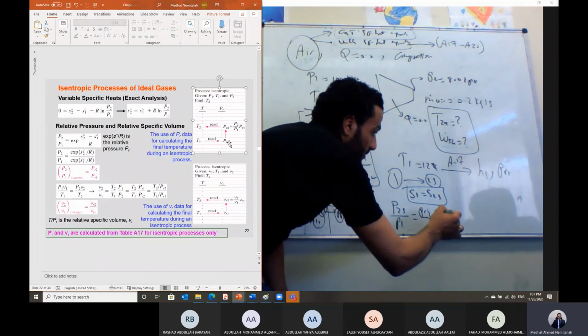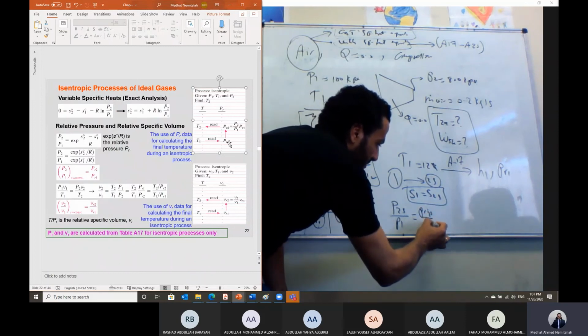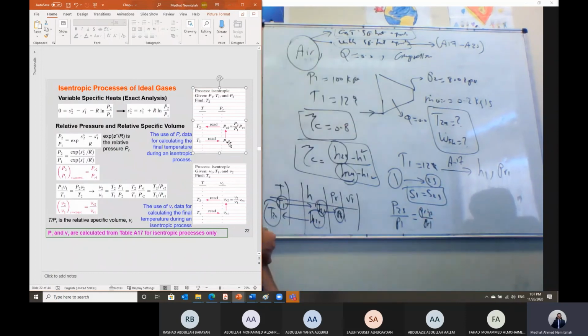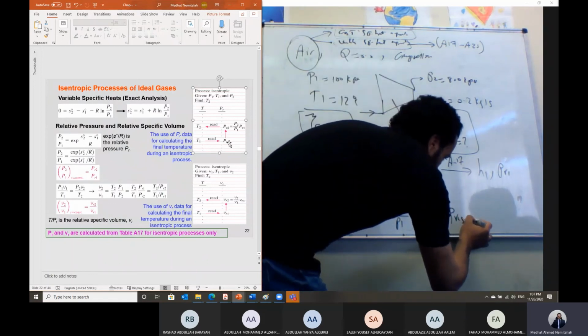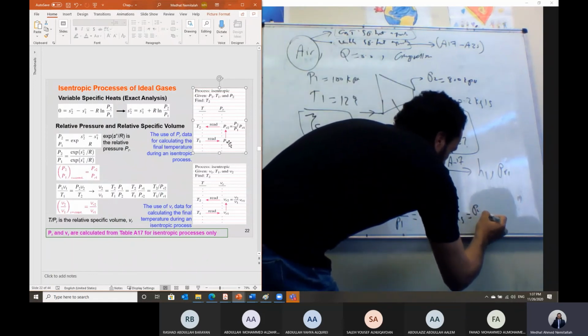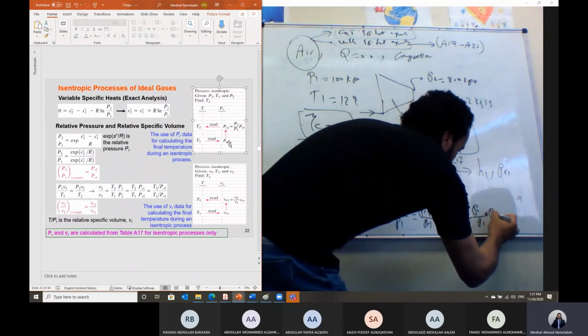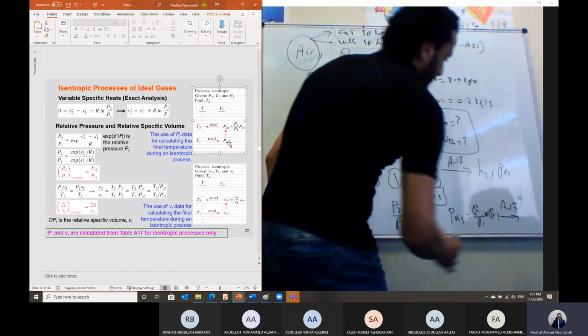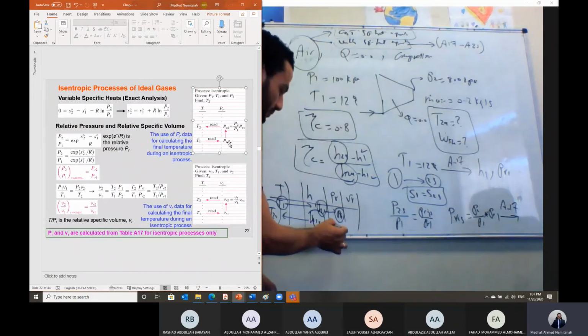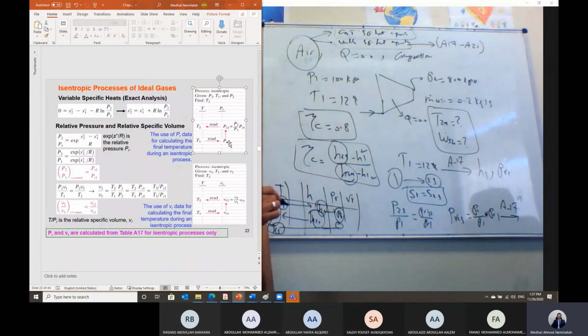Now at point number 2, P2S, which is the isentropic condition, divided by P1, is P relative 2S divided by P relative 1. Then we can say P relative 2S will equal P2 divided by P1 multiplied by P relative 1. Then I can go to table A17. With this value of P relative, I can get the temperature T2S directly.